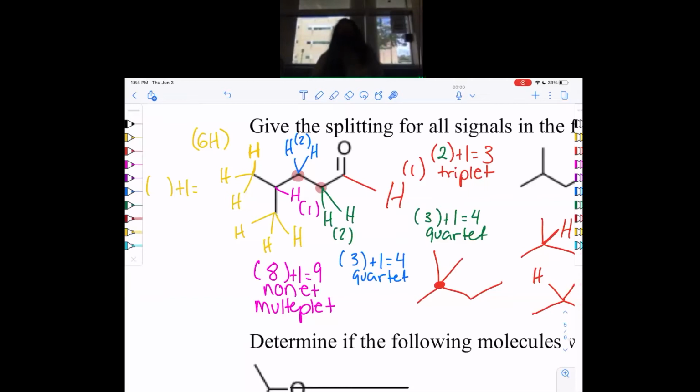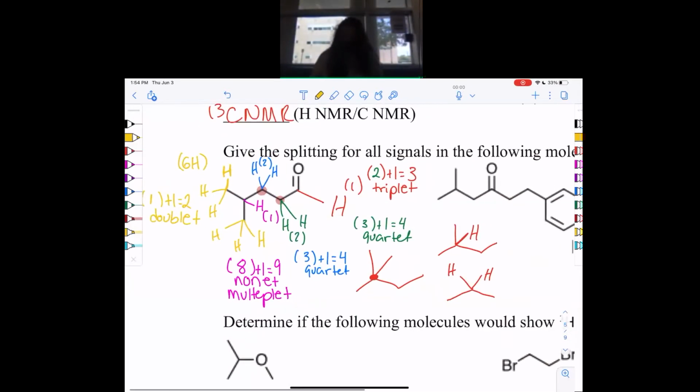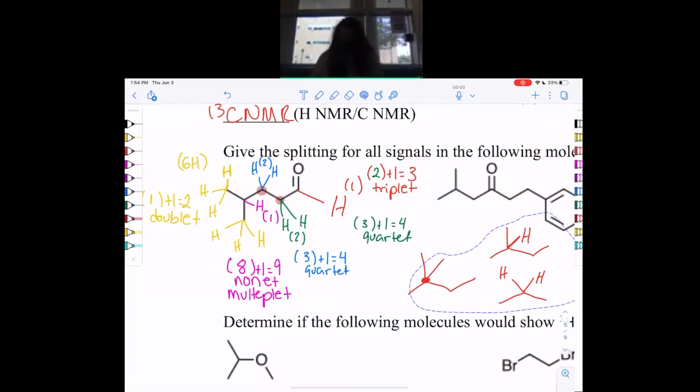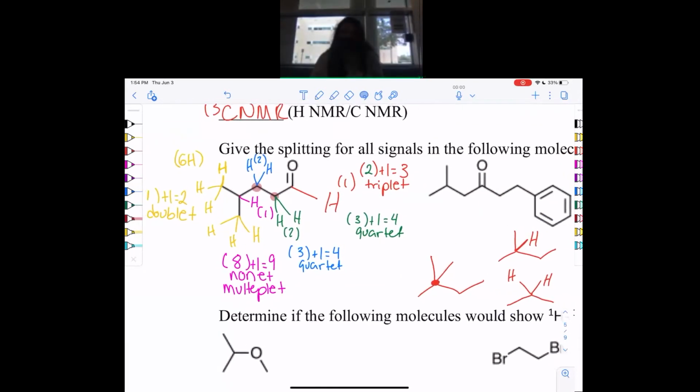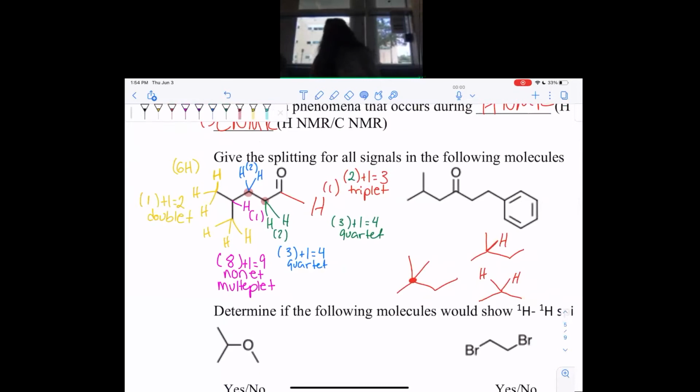So the yellow one has how many neighbors? 1, exactly. So we have 1 plus 1 equals 2. So this is a doublet. So I will move this over so you know it's related kind of, but also not really. And then you guys can take a picture, write it down, do whatever you would like. And then you can also ask me any questions. And I'm going to give you guys approximately a minute to do that.